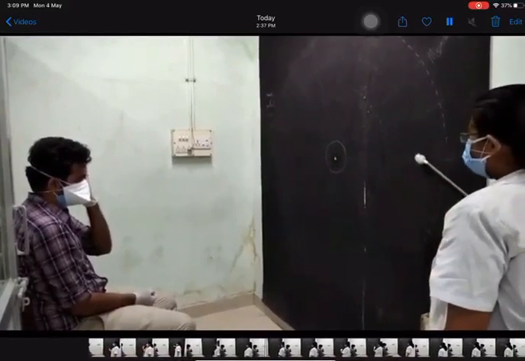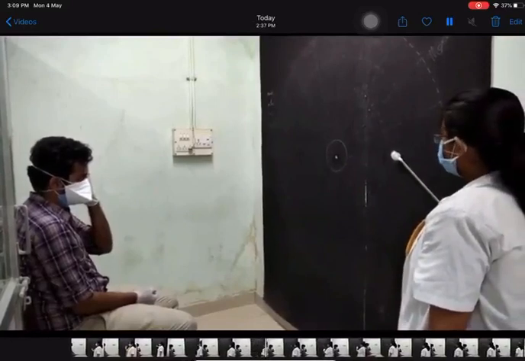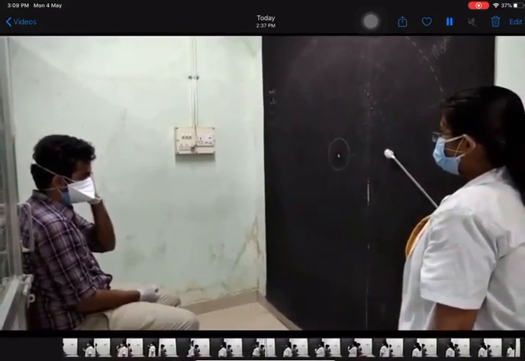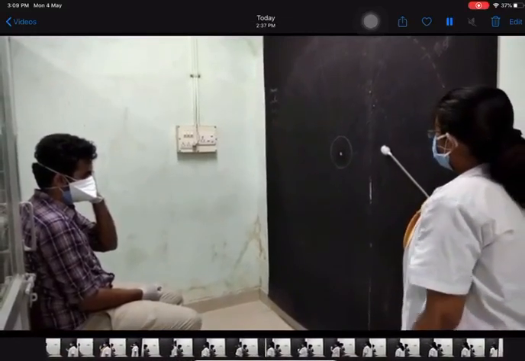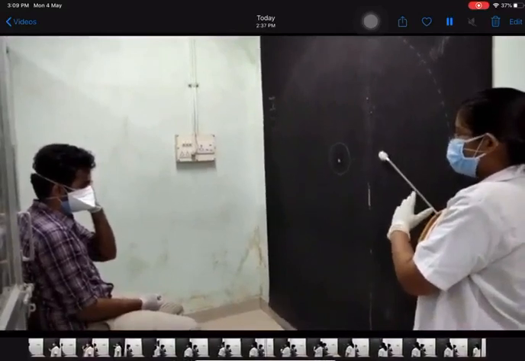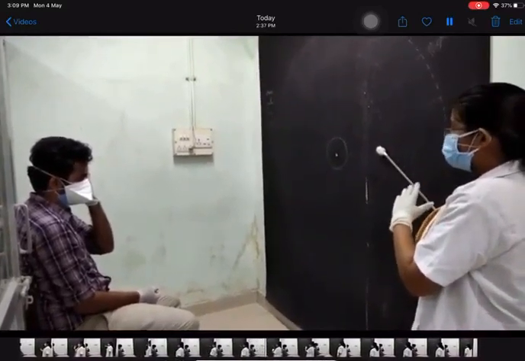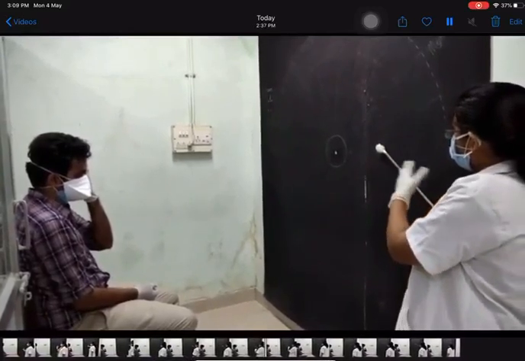Now the examiner is trying to map his blind spot first. The blind spot is located 15 degrees temporal to the central point of fixation. So at this point he is not able to see the test object. This corresponds to the blind spot, which corresponds to the optic disc in the patient's retina.